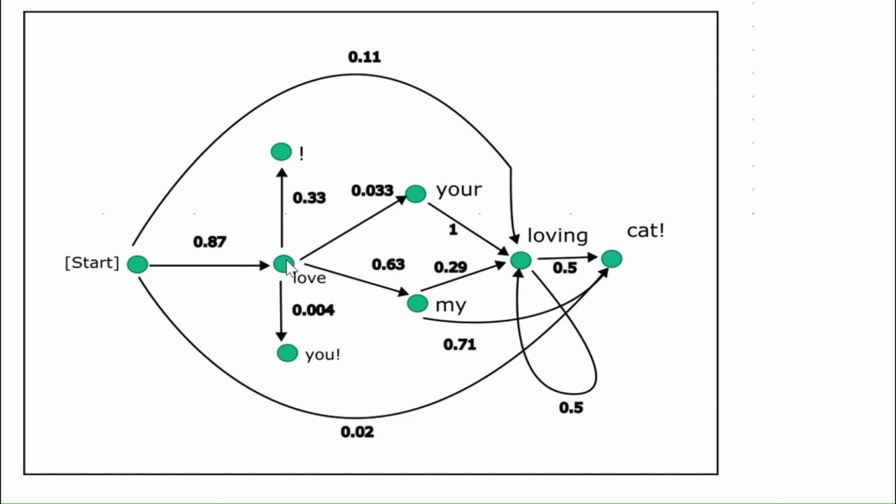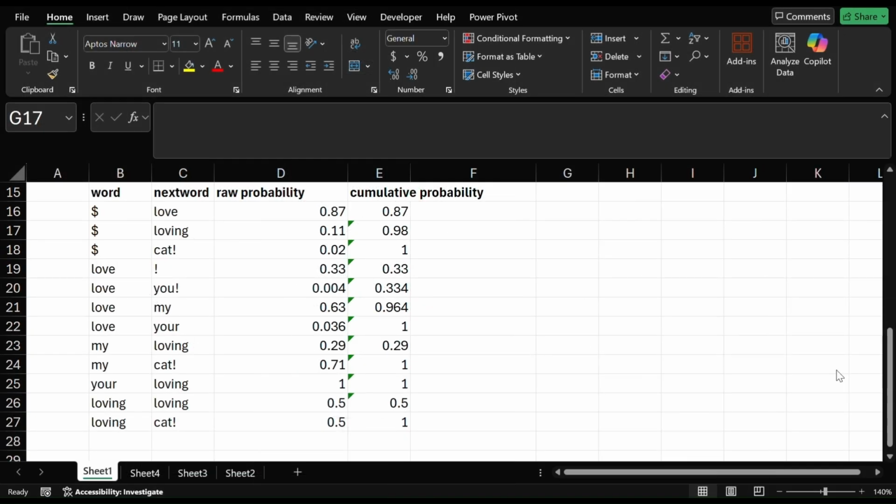If the word is love, then there's a 33% chance that it'll simply end there with an exclamation mark, a 0.04 probability that it'll be love you, and there are a few more combinations. The interesting word here is loving, because it has a 50% chance of looping, loving, and a 50% chance of ending in the termination word cat. And we're now going to try to build it in a spreadsheet.